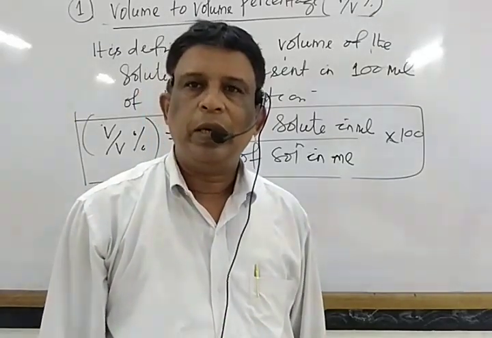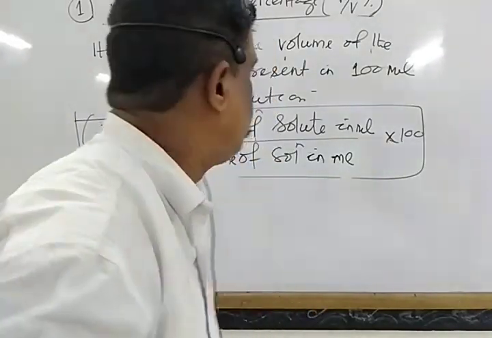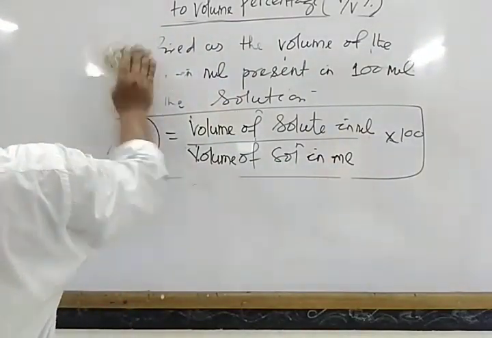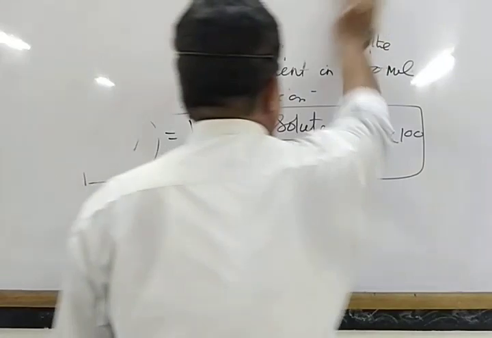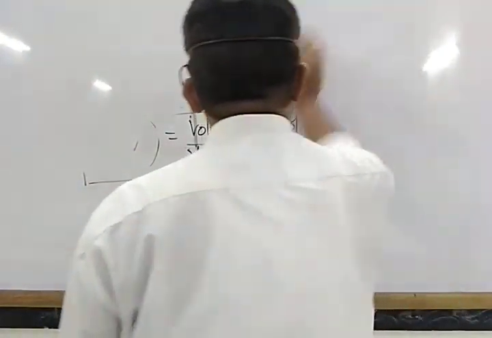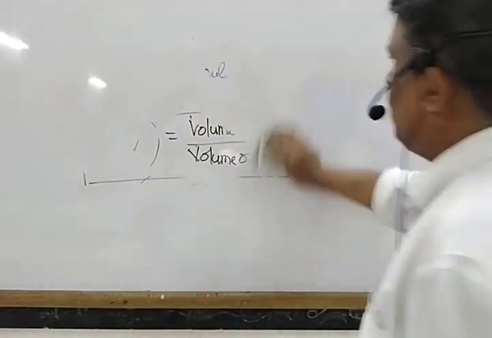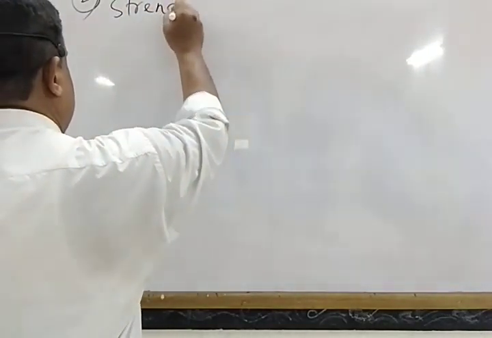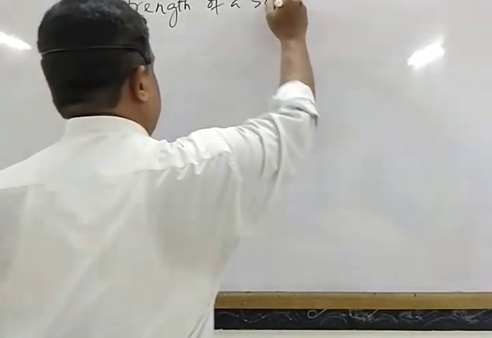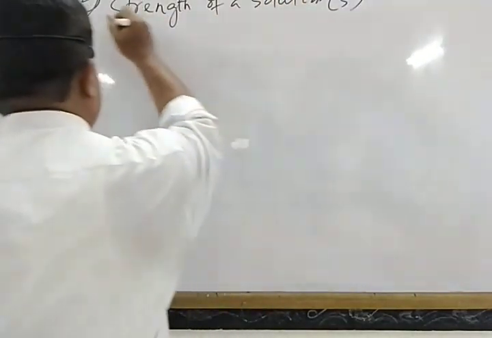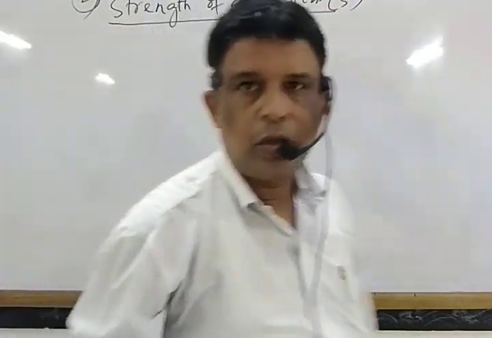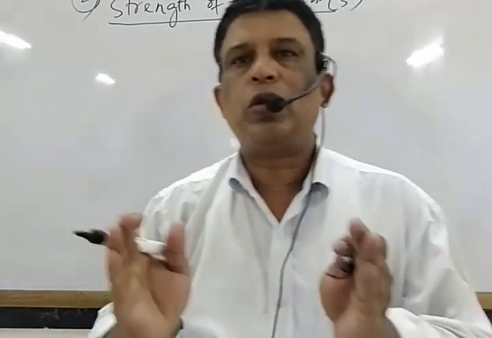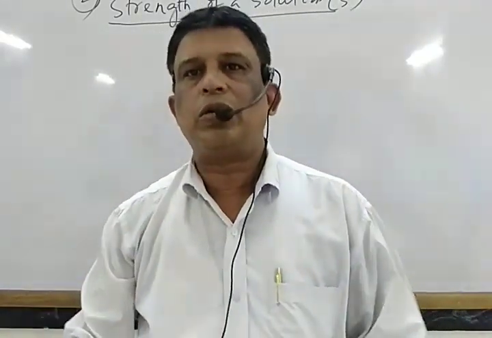Move to the second one, that means the strength of a solution. The second way to express the concentration of a solution is the strength of a solution. Represented by the symbol S. So what do you mean by the strength of a solution? It is defined as the quantity of solute present in 1 liter of the solution.